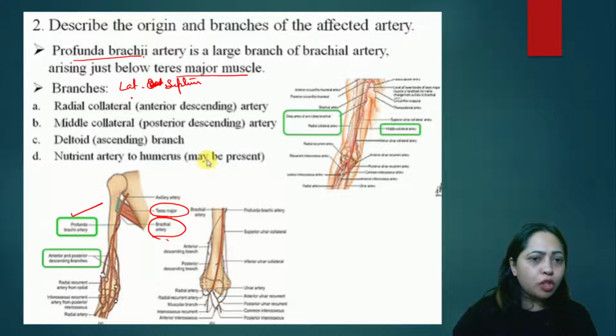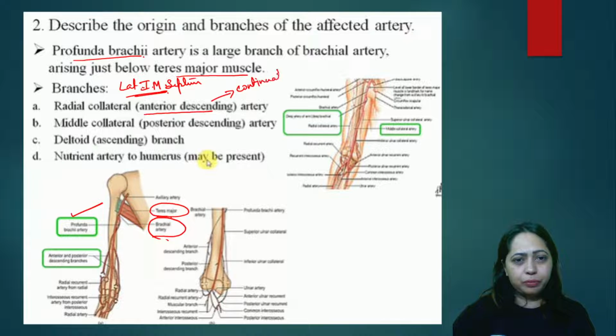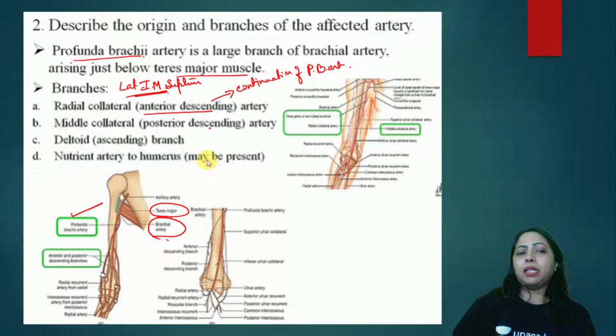Sorry, the lateral intermuscular septum, IM septum, and then it gives so many branches. Now let's talk about all those branches and what their role is. You have the anterior and posterior branches. You can see the anterior descending branch, which is the continuation of the profunda brachii artery itself. The anterior one, also called the radial collateral, is the continuation of the profunda brachii artery. There is also the middle collateral, which is called posterior descending.